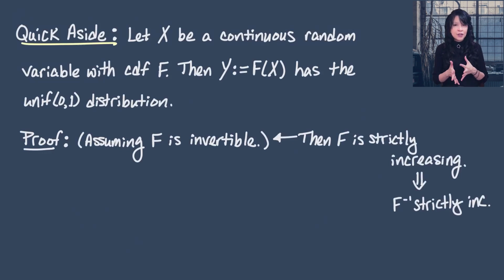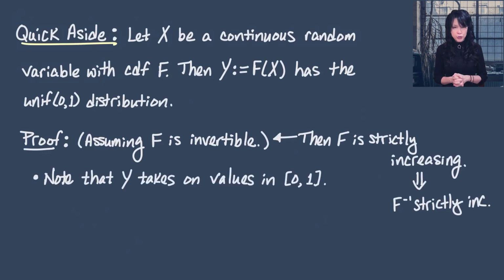The first thing I'd like you to note here is that our Y random variable is defined by plugging things into this function, capital F, which is a probability. And so Y is only going to take values between 0 and 1. So that's part way towards showing that Y has a uniform 0-1 distribution. It's at least in the right space. Let's write down the CDF for Y.